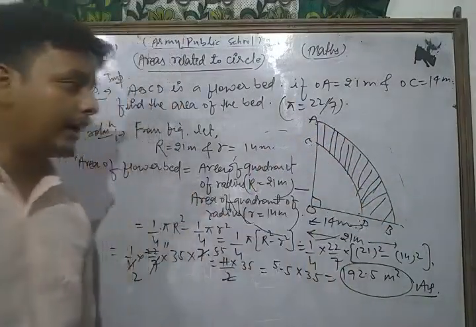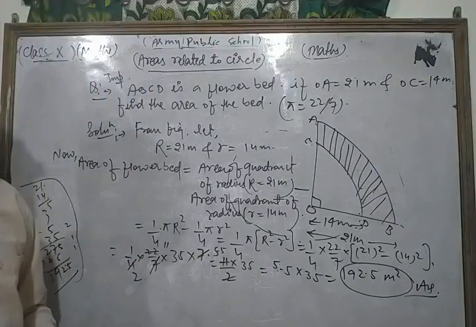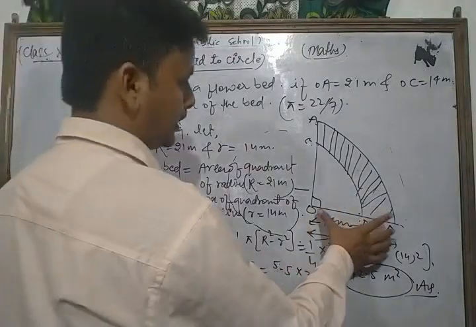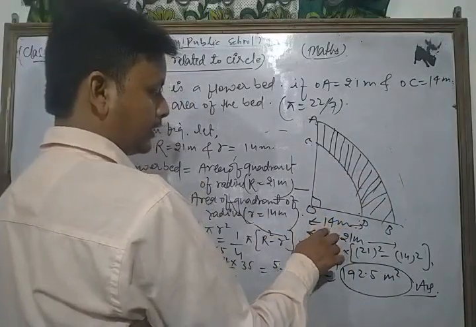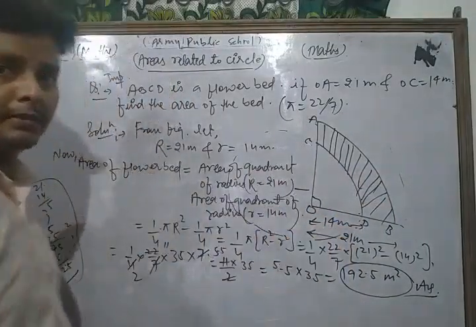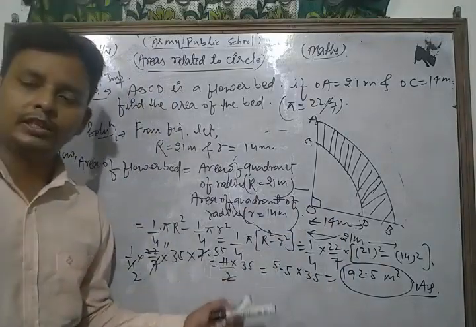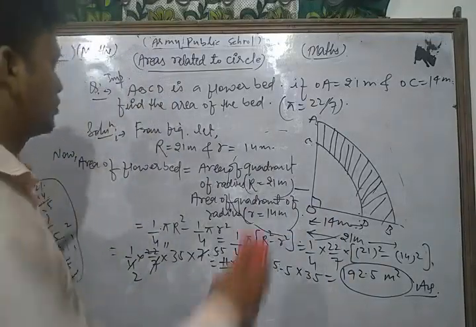Now for finding the area of the shaded region, we subtract the area of the quadrant of small radius r from the area of the quadrant of capital radius R. After that we simplify them and get the result. So in this way you can solve that type of questions. Okay, dear friends.